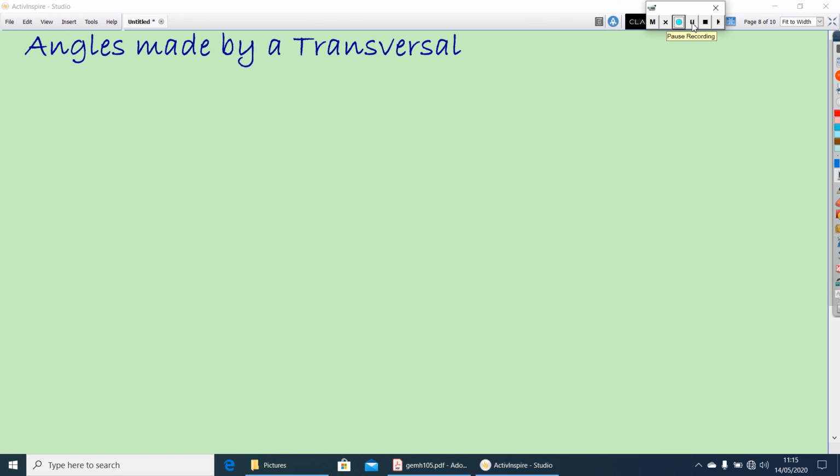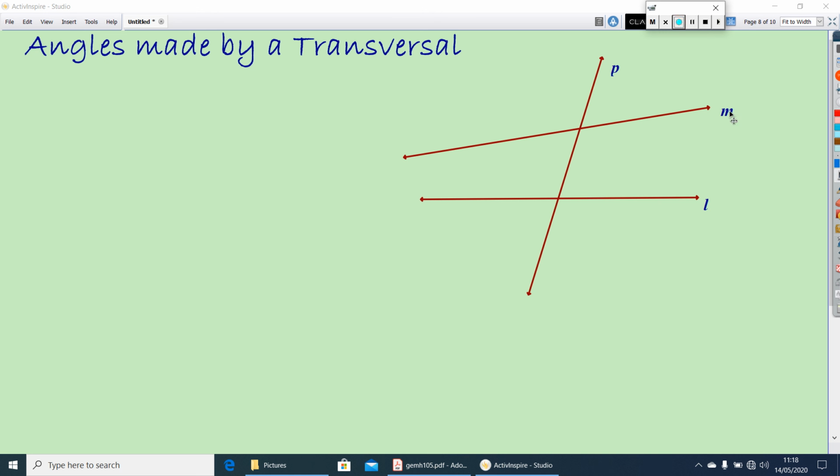Now let us take angles made by a transversal. Here M and L are two lines and P is the transversal. Now how many angles are made by P with M and L? You can find 8 angles made by transversal P to lines L and M. Let them be angle 1, angle 2, angle 3, angle 4, angle 5, angle 6, angle 7 and angle 8.